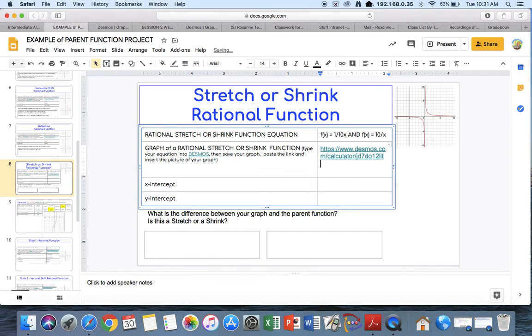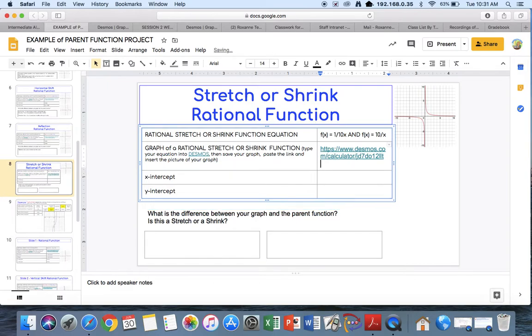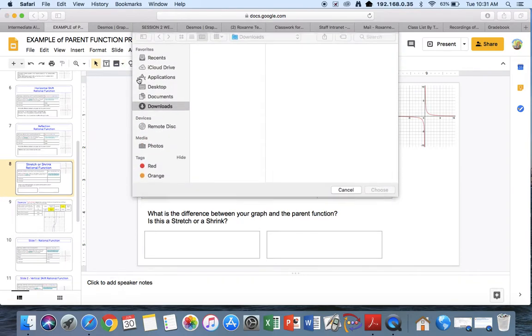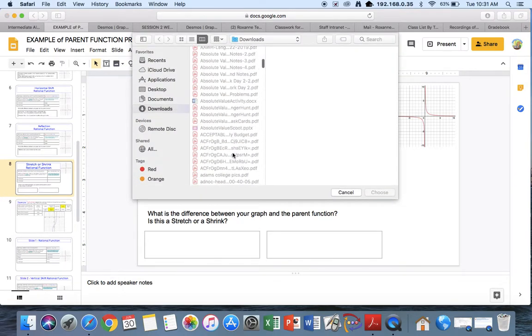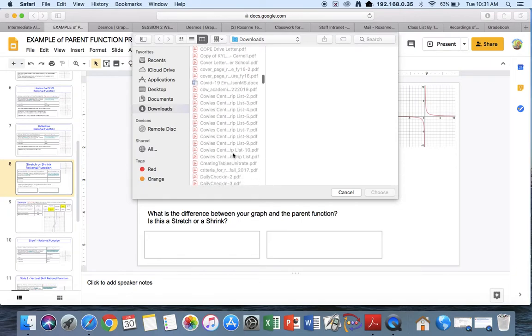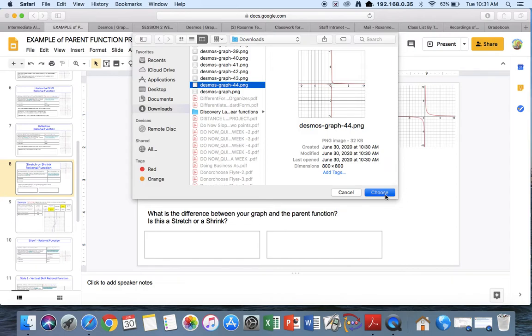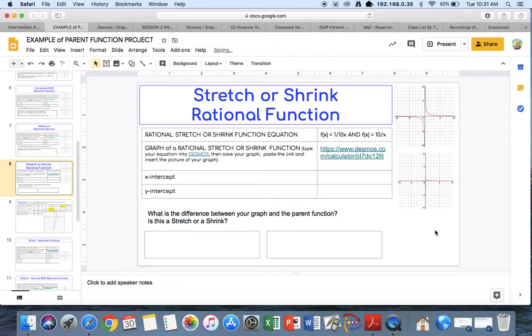Okay, so there's my link, my graph. And that's the first graph. And so I'm going to paste the picture here. And I left enough room that I can paste both of the pictures when we get there. So let's go down, find my Desmos graph, and I'm going to insert. Okay, so there's that one.